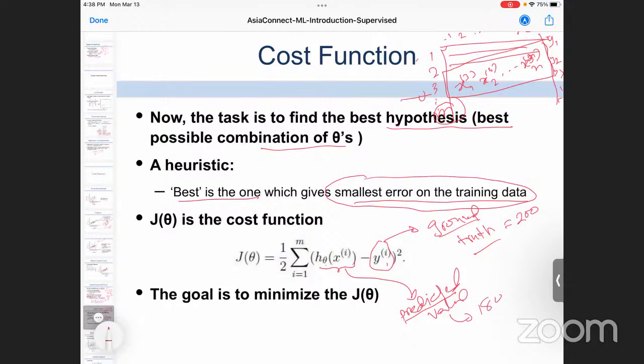Then what will be the error? Here the least square error, 200 minus 180 squared. So you have to add all the errors from 1 to m.